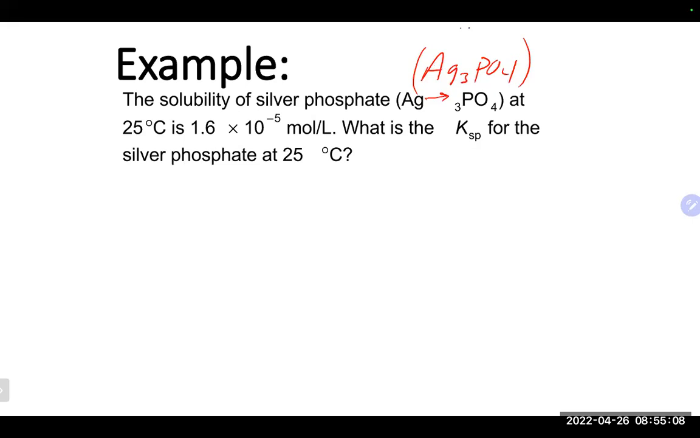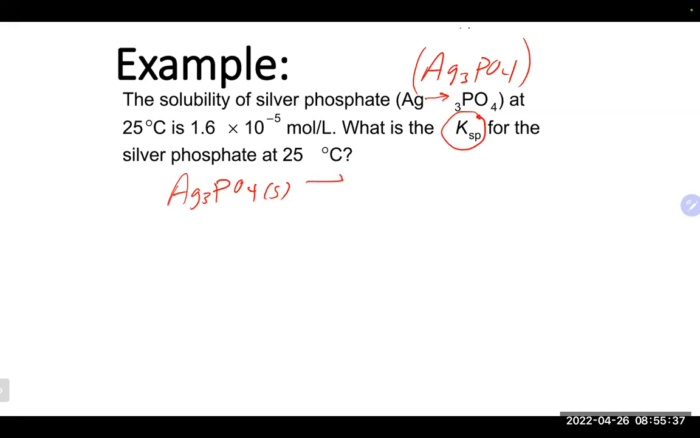So we don't necessarily have to do an ice table here, but I'm going to do it in this problem and show you why it might be beneficial for you and also help you understand how to do ice tables for ones that you do need to do. So if we took more of an ice table approach, we would start with our silver phosphate, which we know will be a solid. And you may ask, how do I know it's going to be a solid? Because it asked me for the Ksp, so that's a pretty good hint that it should be a solid.